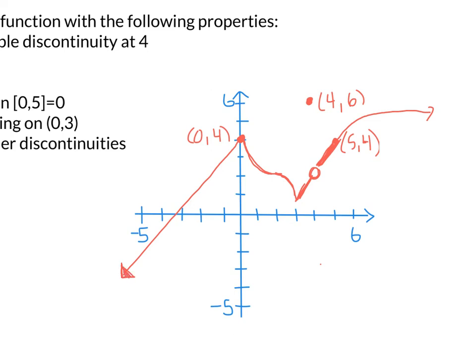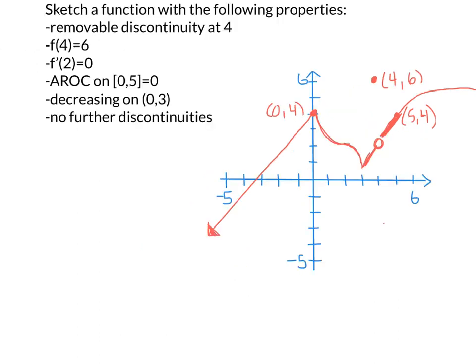So let's go back over and make sure we've met all of the criteria. We needed a removable discontinuity at 4. We have our removable discontinuity at 4. That just means we have a hole in the function, but it's connected on either side, and we can or cannot have that extra point that completes the function. F prime of 2 equals 0 means at 2 my function should have a tangent slope of 0, so it should be flattened out, even if it's just momentarily or instantaneously.